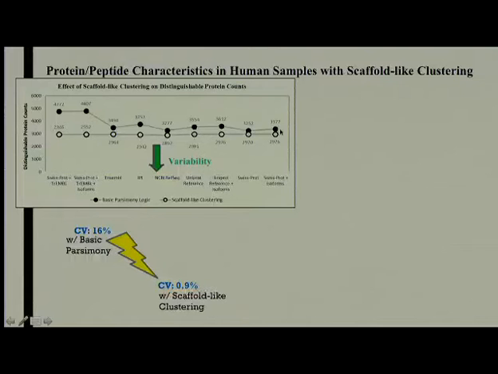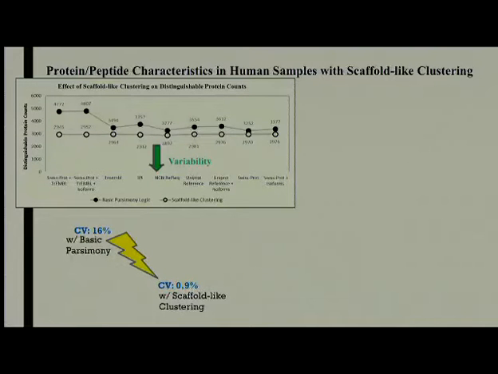So what we found, when we look at the protein and peptide characteristics in human samples with the Scaffold-like clustering, are very similar results to what we observed with the PAW clustering algorithm. Again, the white circles here represent the distinguishable protein counts after implementing the Scaffold-like clustering. There is a significant reduction in the variability in the protein counts across databases. In fact, the variability has dropped from 16% with the basic parsimony logic to only 0.9% with the Scaffold-like clustering.